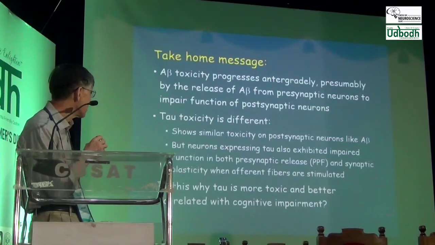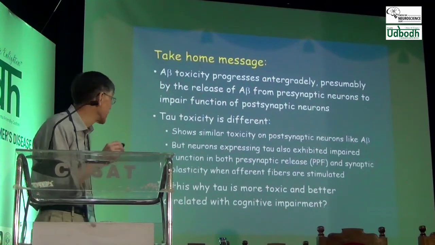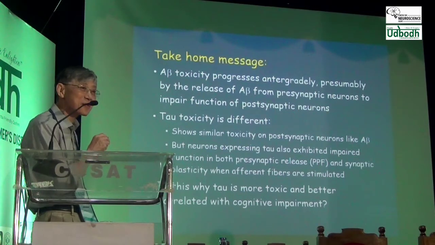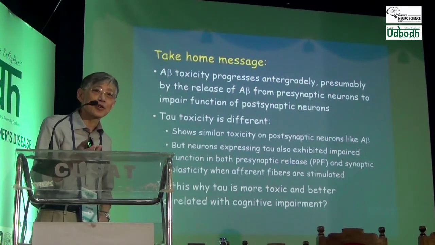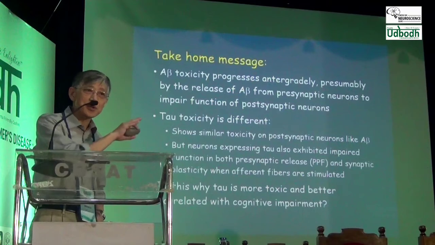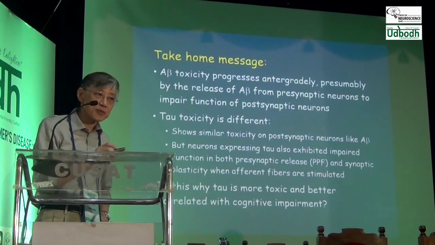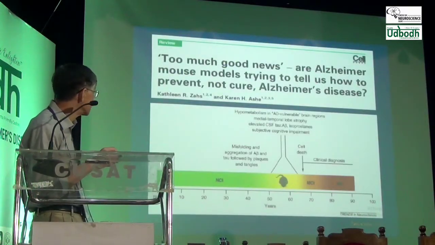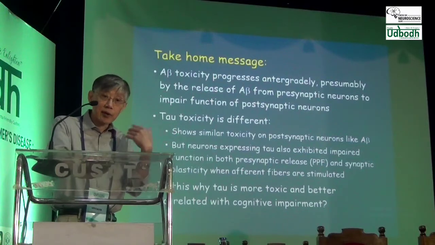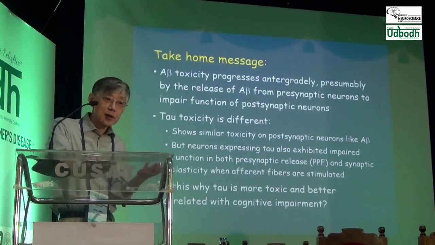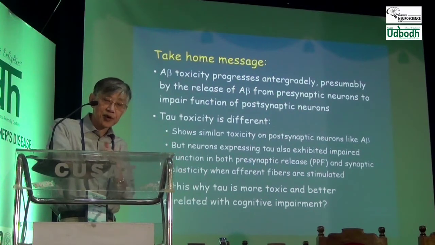And is this why tau may be more toxic and better correlated with cognitive impairment in humans? It's been noted that if you have a lot of amyloid deposits in humans, it doesn't correlate well with the degree of dementia in the patient, but tau correlates much better. So what I've shown so far is that we have two different models. They're incomplete replicates of AD, but show different facets of toxicity from A-beta and from tau.